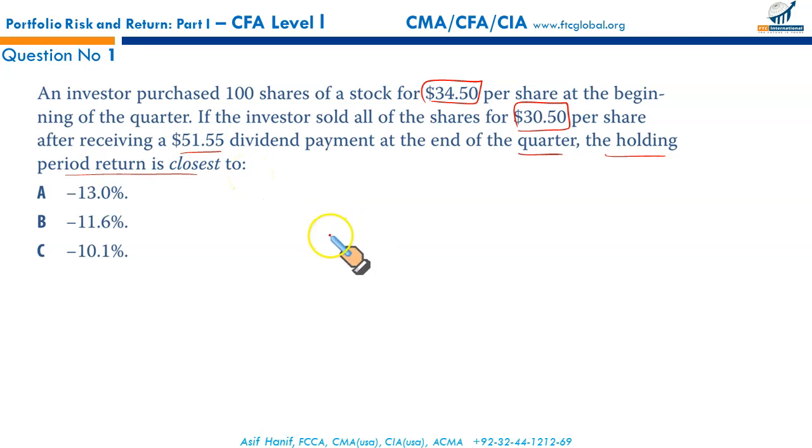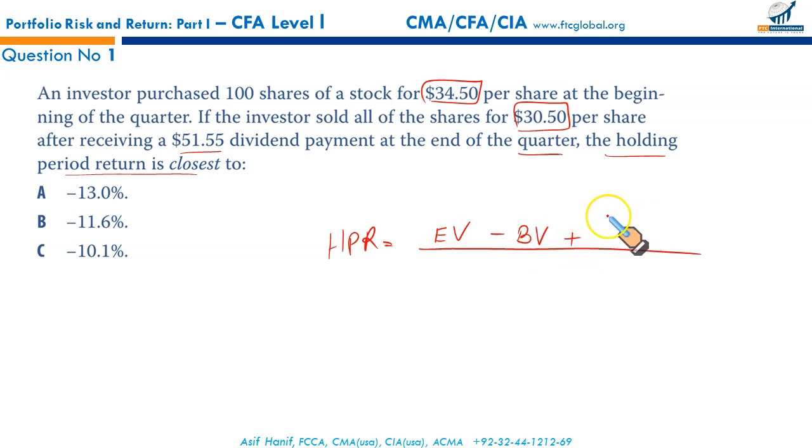We know the holding period return is equal to ending value minus beginning value plus asset income, whatever interest or dividend we may have received over the period, divided by the beginning value. Now, if you just plug in the numbers, you'll get your answer.